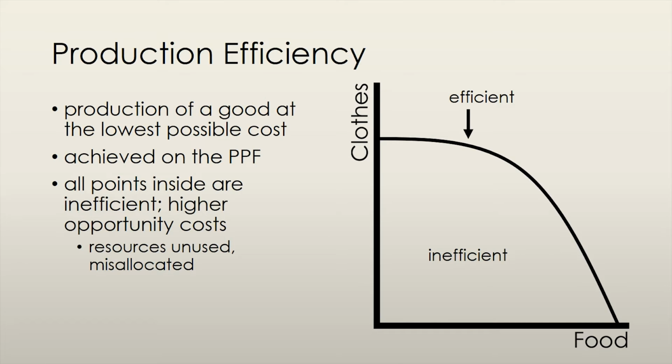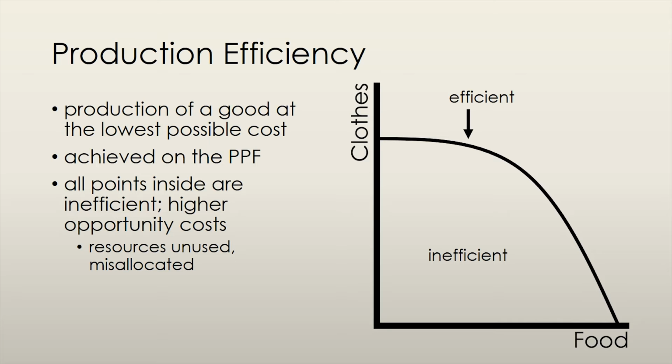Production efficiency means that we are producing a good at the lowest possible cost. Any point on the production possibilities curve is considered to be productively efficient. All our resources are put to use, and so we are able to devote our best resources to the production of each good. Any point inside the production possibilities curve is considered to be inefficient.